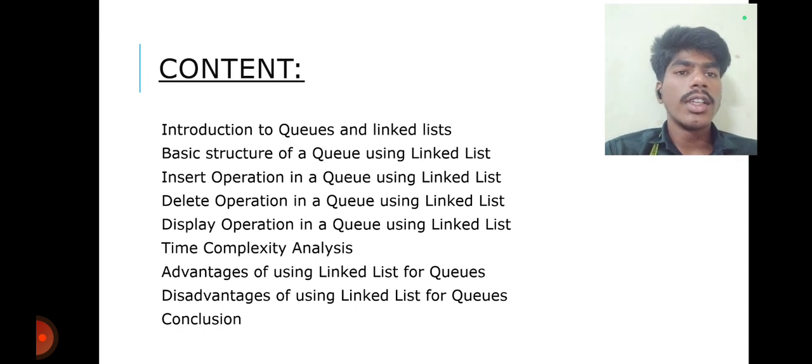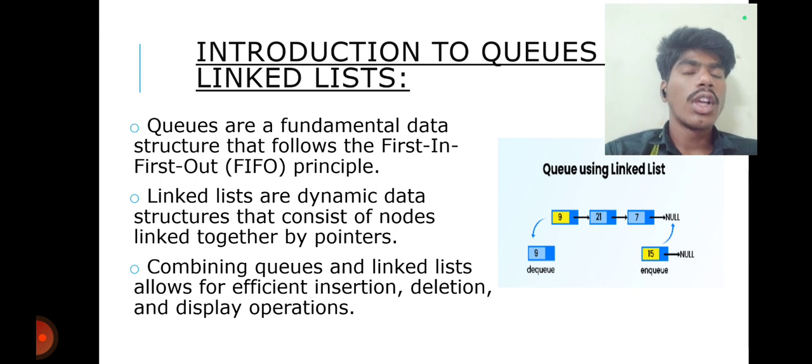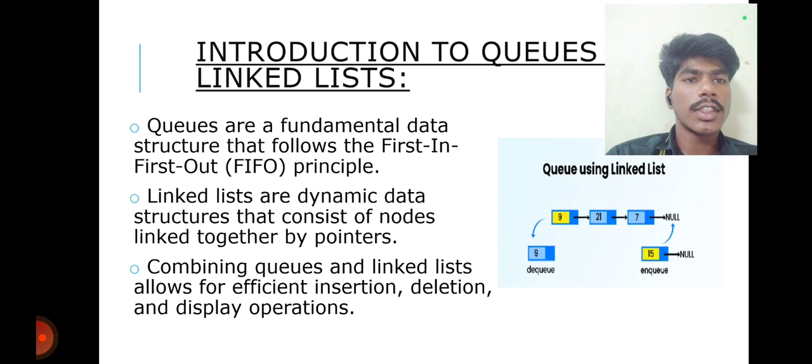Let us see the introduction to queues using linked lists. Queues are fundamental data structures that follow the first in first out principle. FIFO means first in first out. Linked lists are dynamic data structures that consist of nodes linked together by pointers. Combining queues and linked lists allows for efficient insertion, deletion, and display operations. In the above diagram, queue using linked list, the structure of the linked list is available like this.